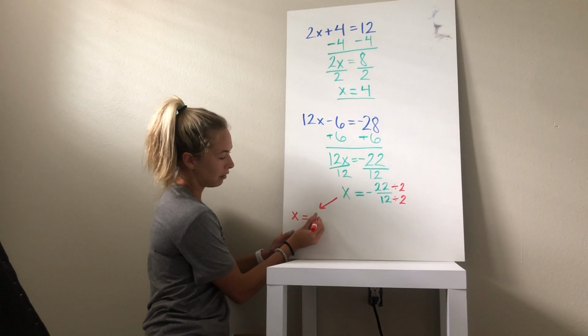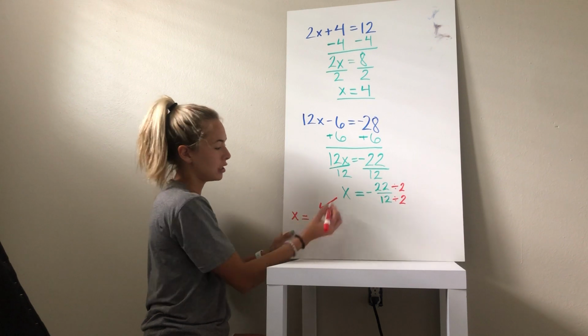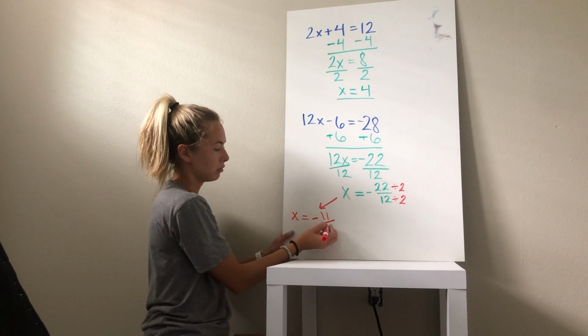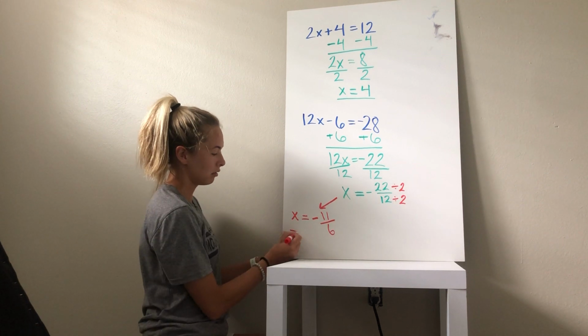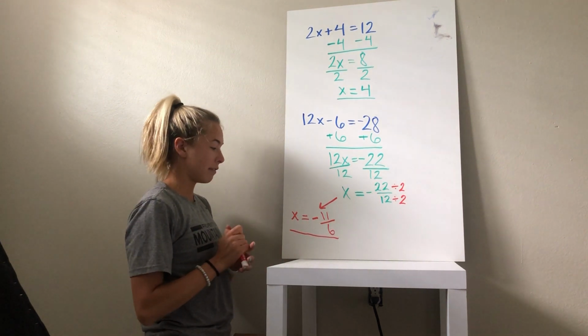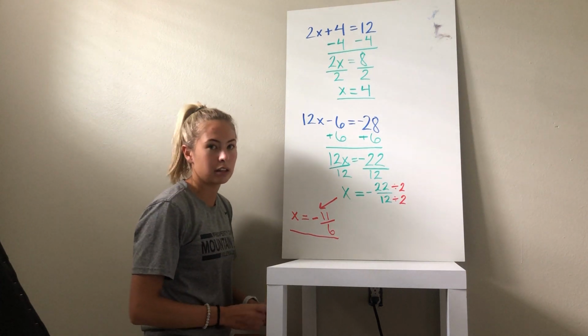So we keep our negative. What's 22 divided by 2? 11. 12 divided by 2 is 6. This is actually as simplified as you can get. So our final solution is x equals negative 11/6.